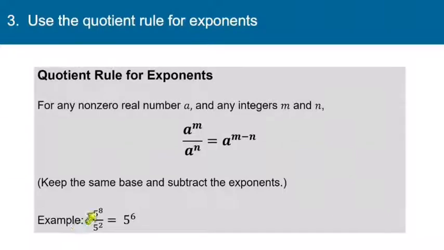So here's an example. We have 5 to the 8th divided by 5 to the 2nd. 8 minus 2 is 6, so we'll have for our answer 5 to the 6th power.